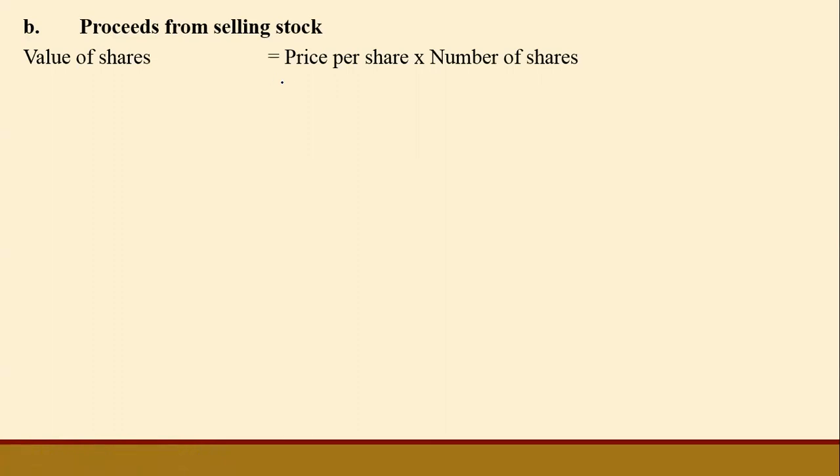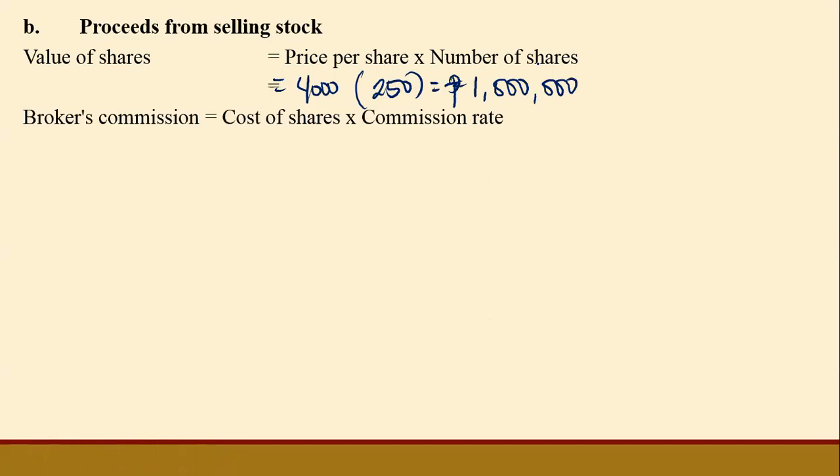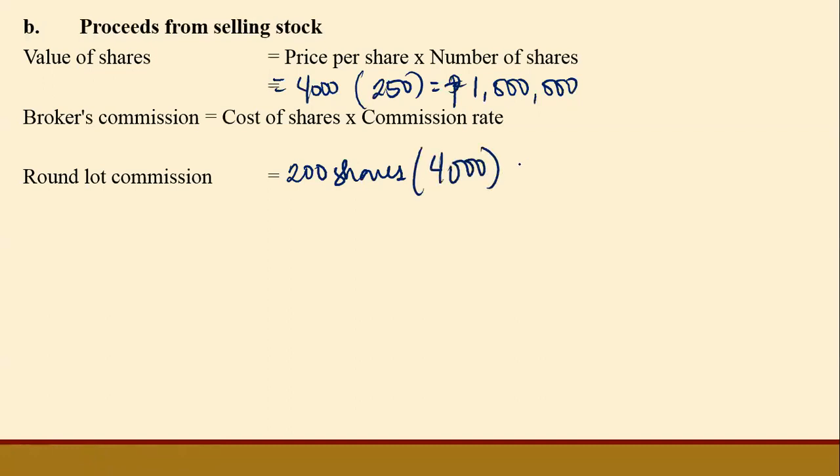Another one is the proceeds from selling stock. So we have the value of shares: 4,000 times 250 equals 1 million pesos. And for the broker's commission, we first get the round lot commission. It has 200 shares times 4,000 times the commission rate, so this is equal to 24,000 pesos.